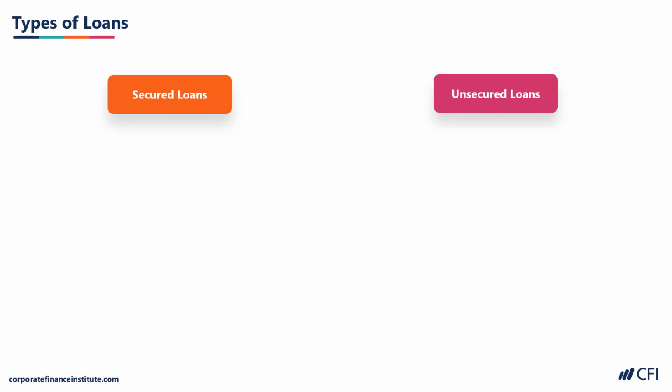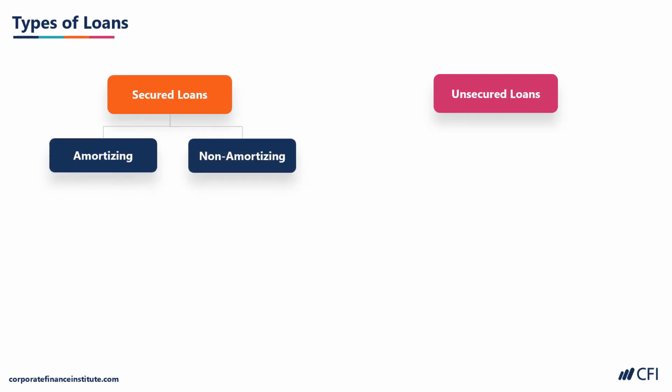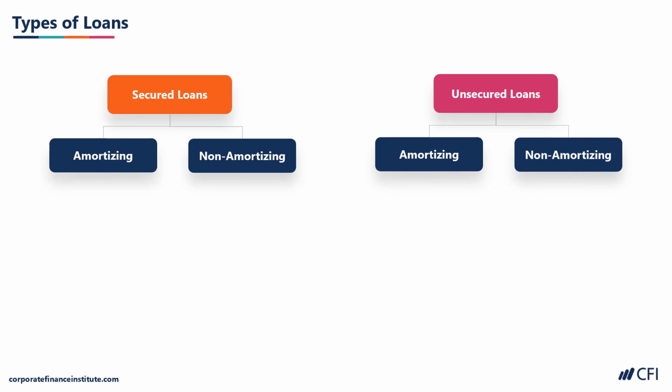Now, within each of these types, secured and unsecured loans, you then have amortizing loans, where principal repayments are made along the way over the life of the loan, and non-amortizing loans, where principal repayments are not made until the very end. So with both secured and unsecured, you then further break them down into amortizing and non-amortizing loans.